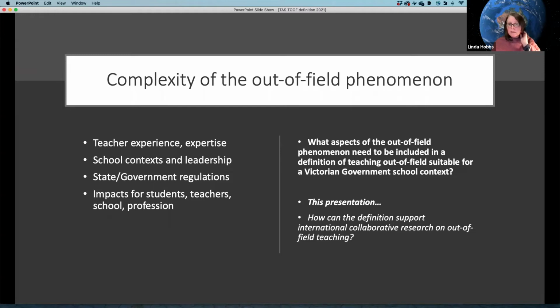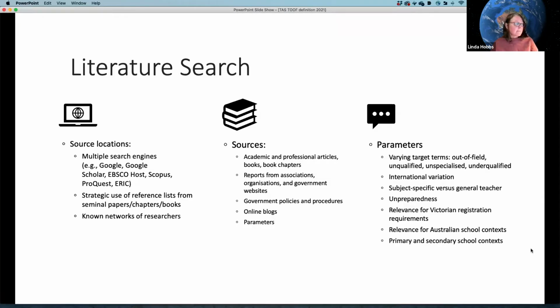I've presented this in a number of locations, and something that's interesting for me is thinking about how what we've developed in terms of definition can support international collaboration to research in this area. So in terms of what we did, it's basically a literature review. And we had multiple sources. Chris did a lot of the literature search and used those particular parameters there. I don't really want to refer to those in detail, so we can come back to that perhaps.